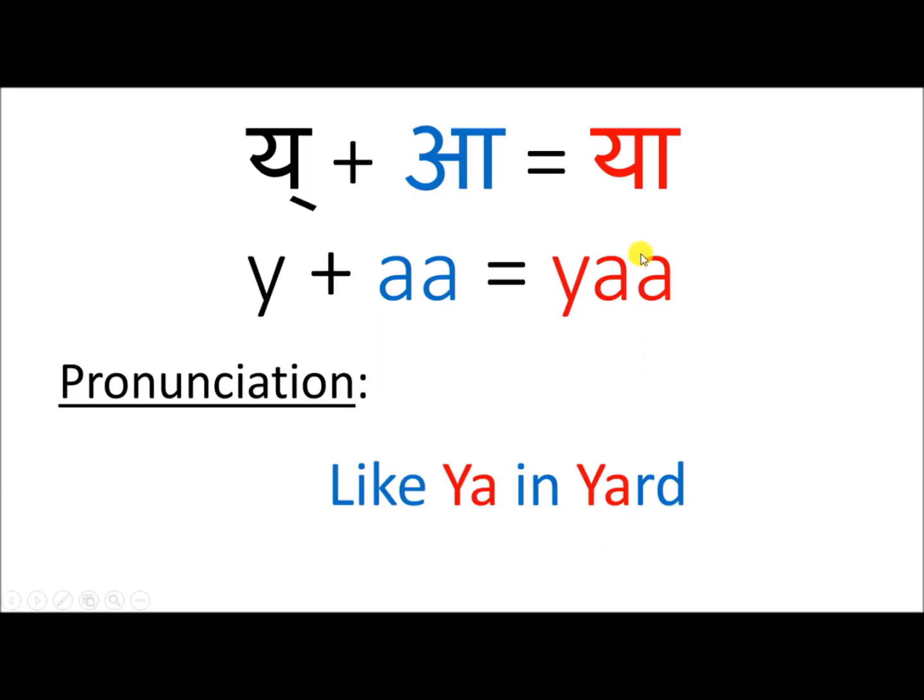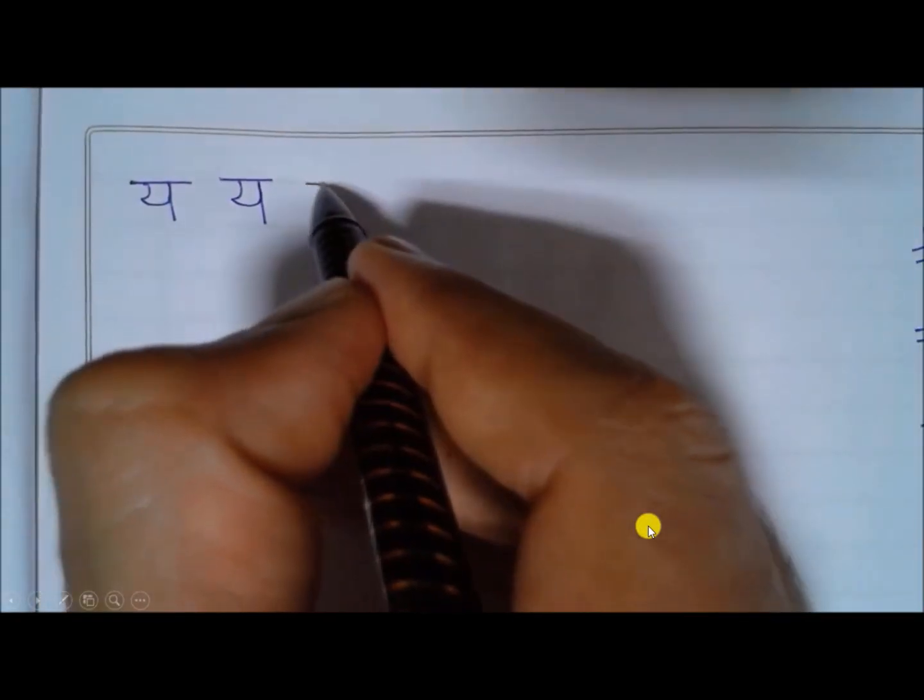The next sound is yaa. You get this sound yaa when you add y to aa. Y plus aa equals yaa. You pronounce this yaa like ya in yard. And yaa is written like this.